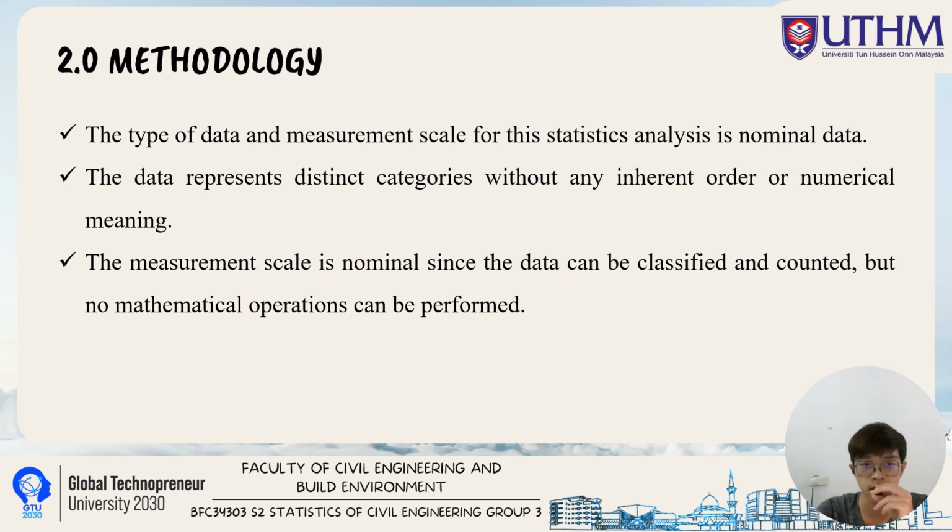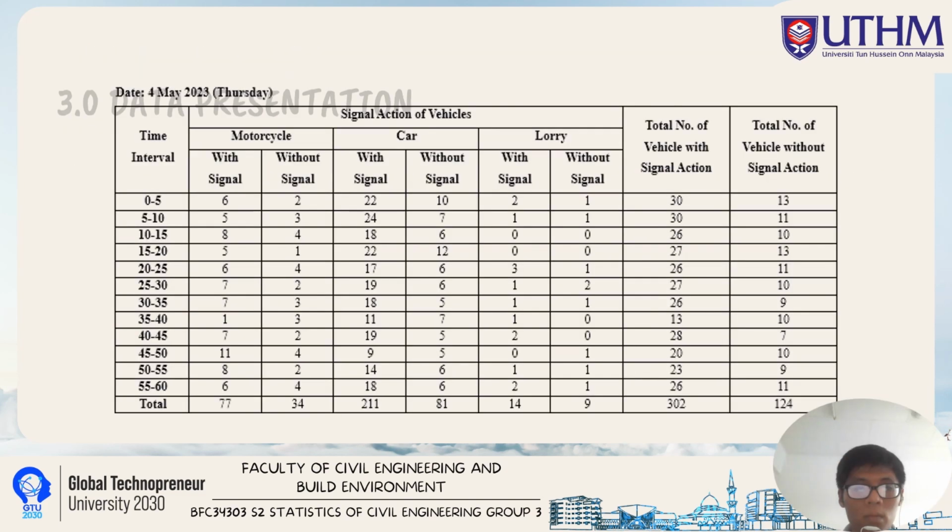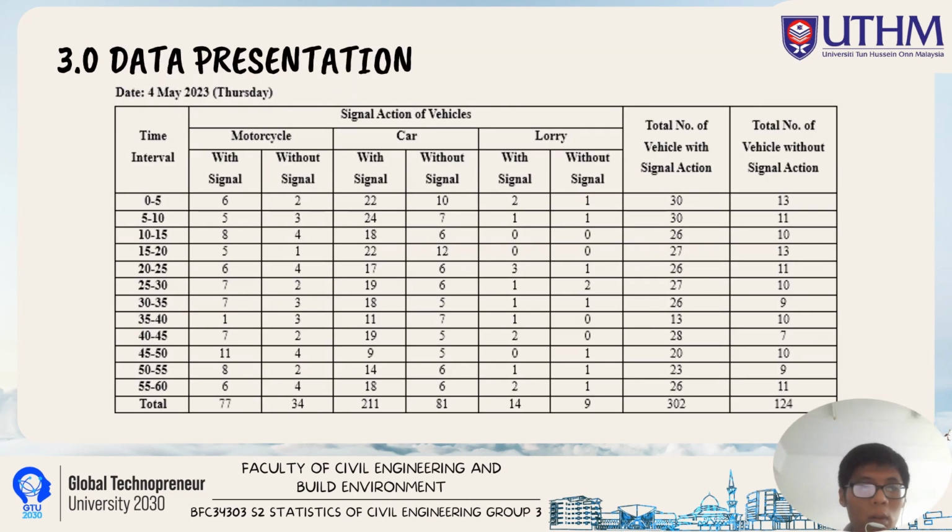I'm Chang Ming. Now I will talk about the data presentation. The data is collected and tabulated as in this table. The independent variable is time interval, and the dependent variable is vehicles with signal and without signal for each type of vehicle. Then the total number of vehicles with signal and without signal is totaled up according to the time interval. This table is built to easily calculate the mean, mode, median, variance, standard deviation, and 25-75 percentile.